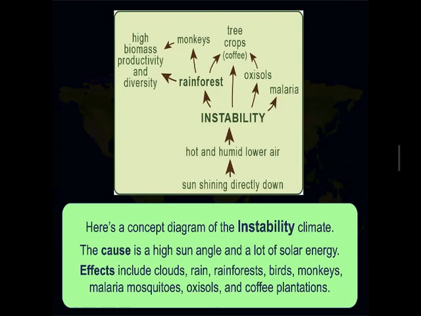Here's a concept diagram of the instability climate. The cause is a high sun angle and a lot of solar energy. The effects include clouds, rain, rainforests, birds, monkeys, malaria, mosquitoes, oxisols, and coffee plantations.